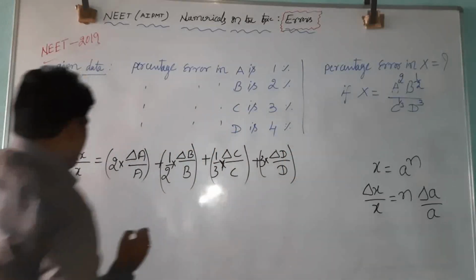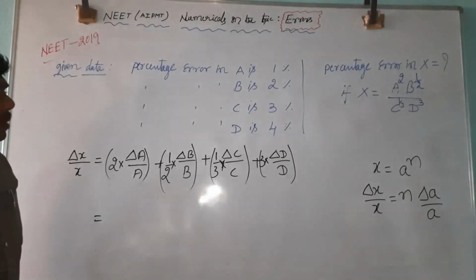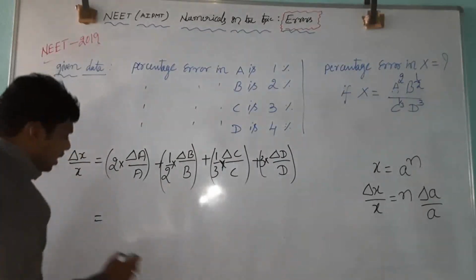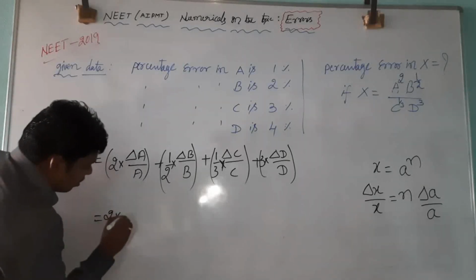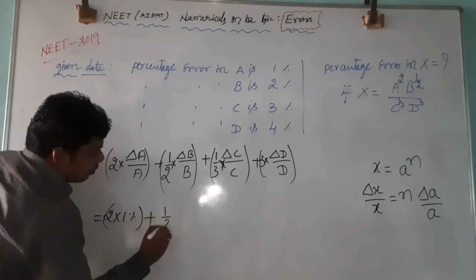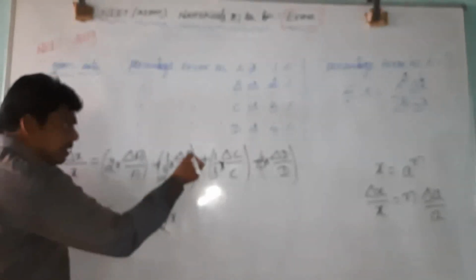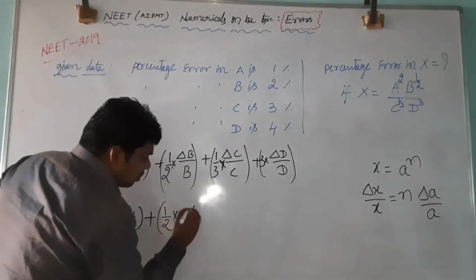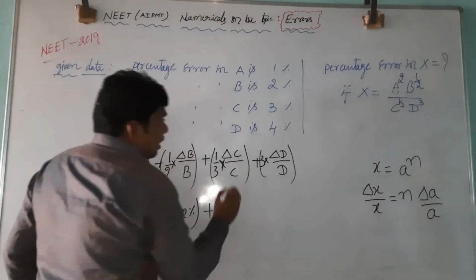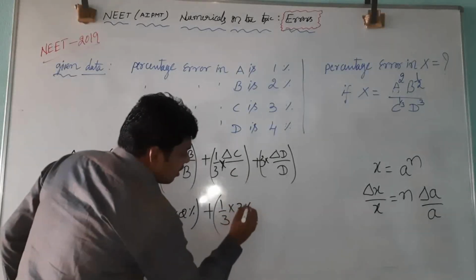Okay. Now 2 into delta A by A. Actually in the question itself they have given the percentage error. They have given it in terms of percentage error. Directly you can take 2 into 1 percentage plus 1 by 2 into delta B by B. That is a relative error. Just take that one directly as a percentage error. 2 percentage plus 1 by 3 delta C by C. Delta C by C is what? 3 percentage.